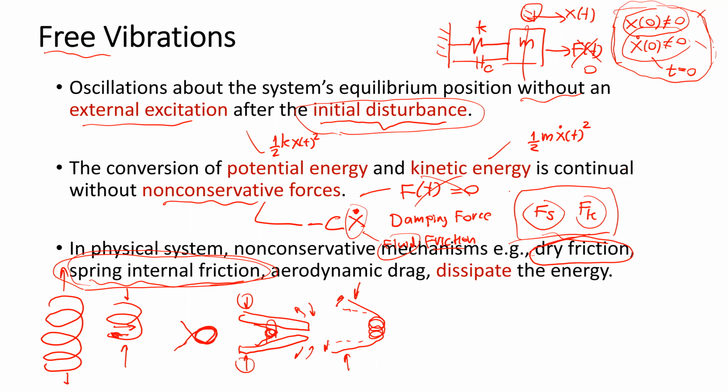So again, the clamp has a torsion spring, and the friction between the coils will dissipate energy.